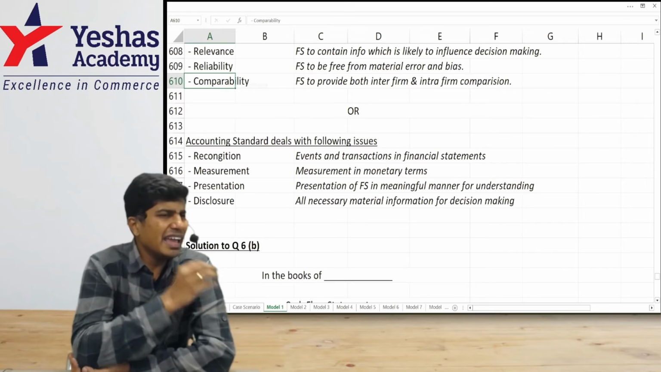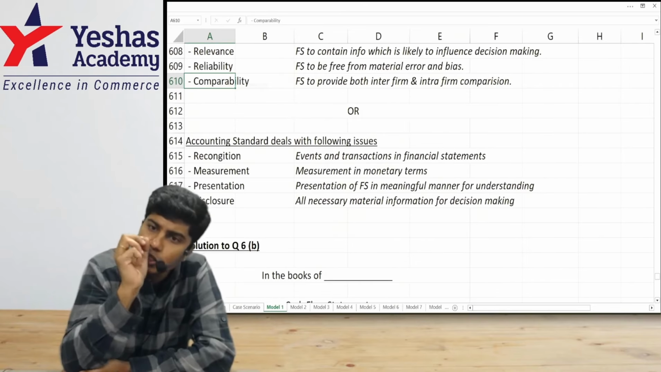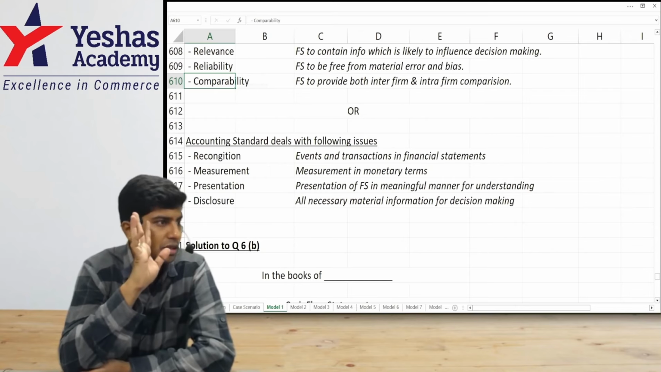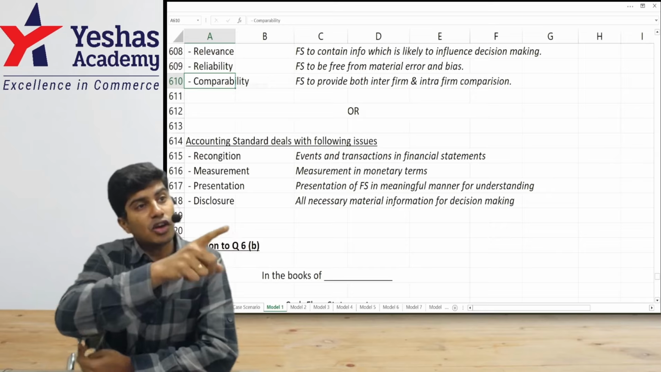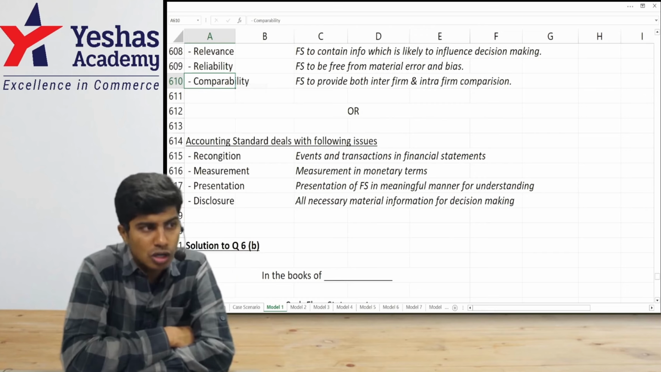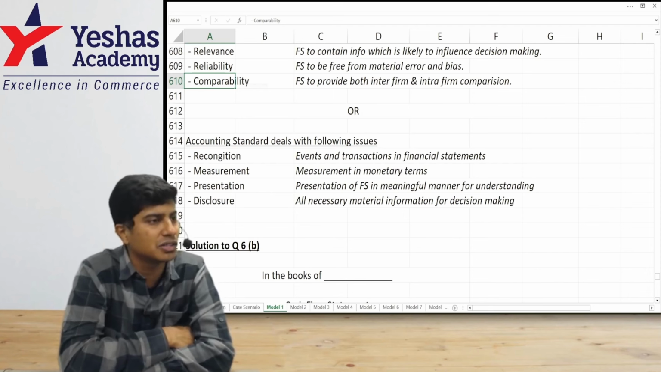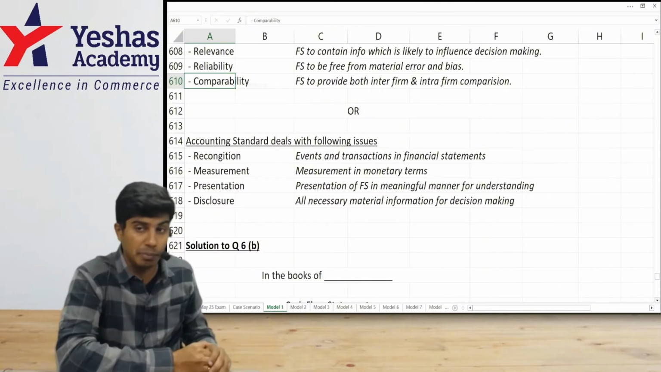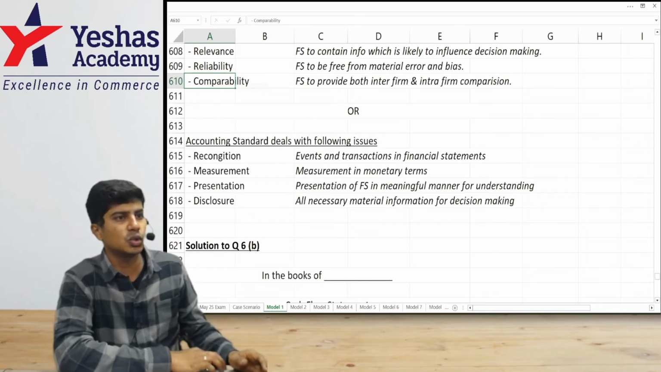Last one is disclosure. Any relevant information which can affect the decision making of the user has to be disclosed so that the decision taken by the user is not incorrect. If you don't give the right information at the right time to the right person, you are responsible for the wrong decision made by that person. As an accountant, our responsibility is throughout to provide the right piece of information at the right point of time to the right person who is the user. So, that's the last point, disclosure. All necessary material information has to be made available for the purpose of decision making. I hope you guys understood. This is the answer to question 6A.